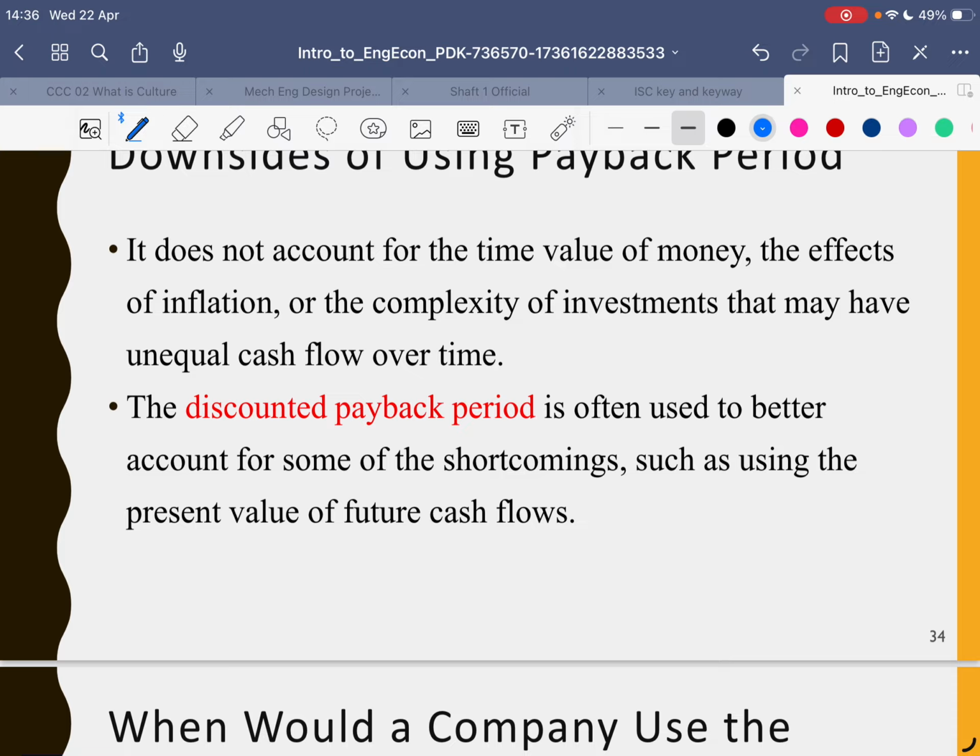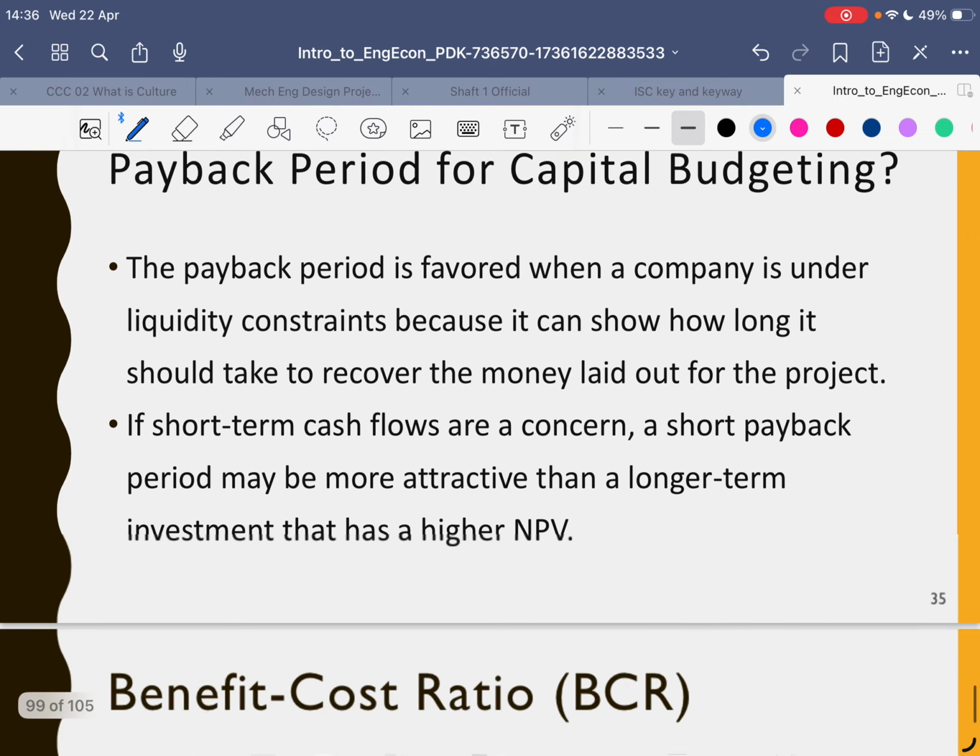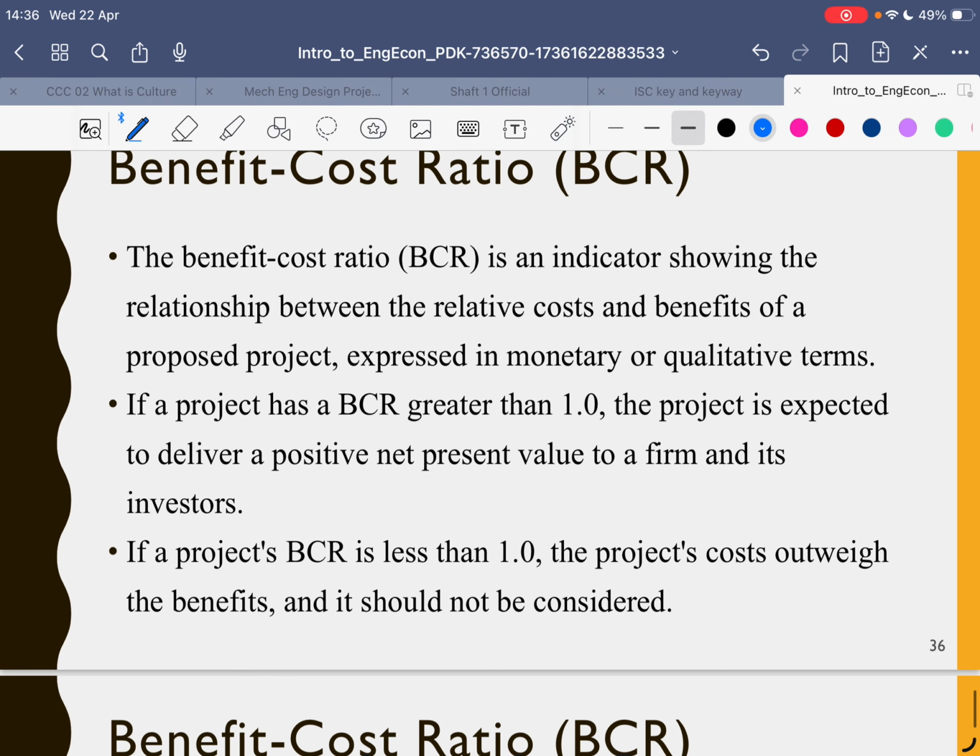I think this is the last one: benefit cost ratio. The benefit cost ratio, BCR, is an indicator showing the relationship between relative cost and benefit of a proposed project, expressed in monetary or qualitative terms. If a project has a BCR greater than 1, the project is positive. And if the BCR is less than 1, the project cost is outweighing benefit. So that's the benefit cost ratio.